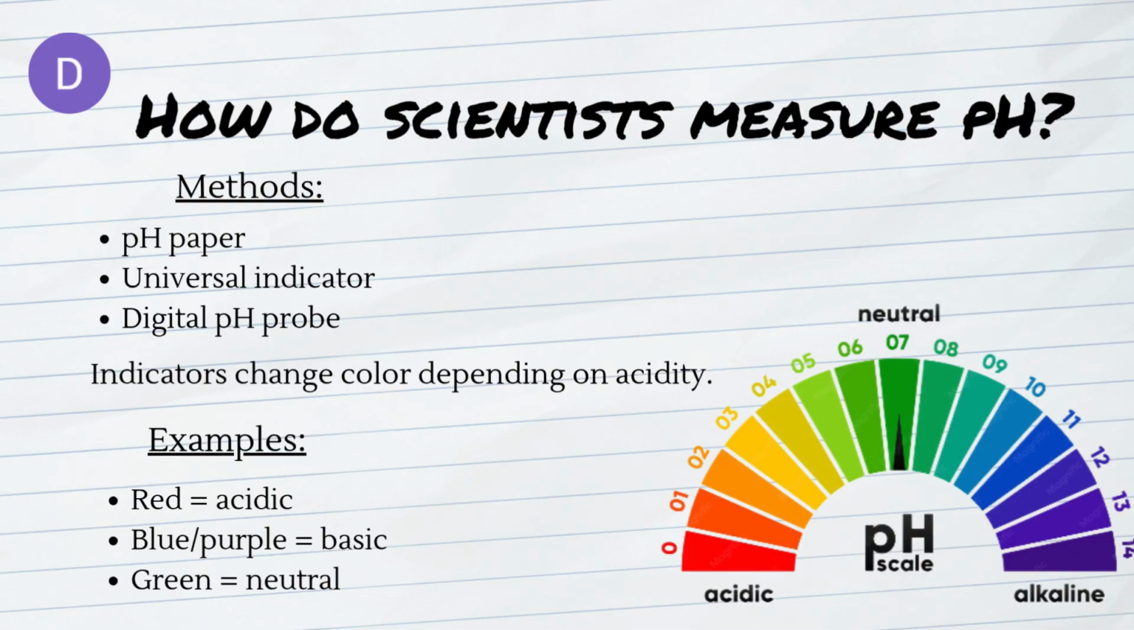So, on the pH scale on the right, you can see where the red and orange colors are acidic, which represents pH values lower than 7. And at 7, it is neutral, which is shown by the color green. And above 7 are purple and blue, which are basic and alkaline.